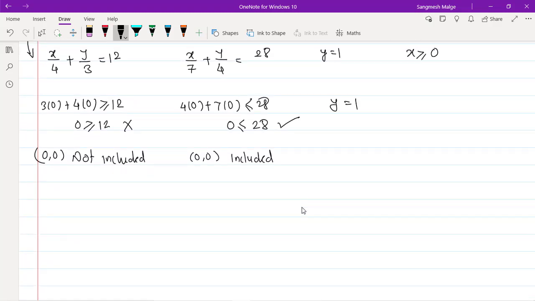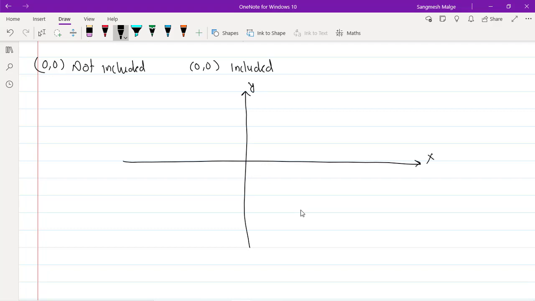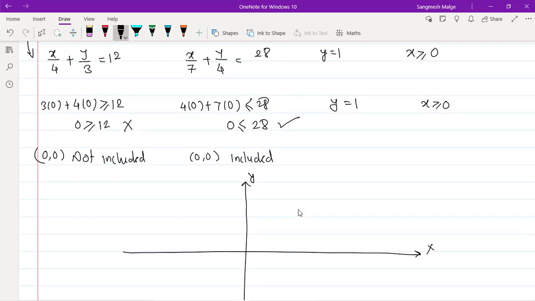So y is equals to 1 and x is greater than or equals to 0. Let's have the axes here. So y axis, x axis, y and x. Let's have the coordinates, intercepts, that is 4 and 3. Suppose this is 4 and this is 3. First line, 4 and 3. So somewhere here you will get the 4 and 3 line.